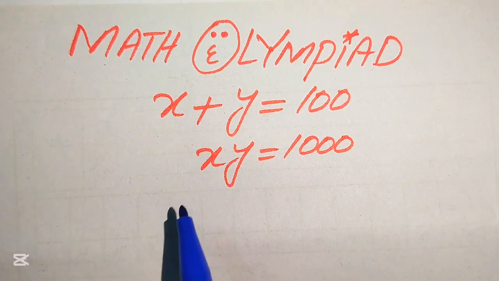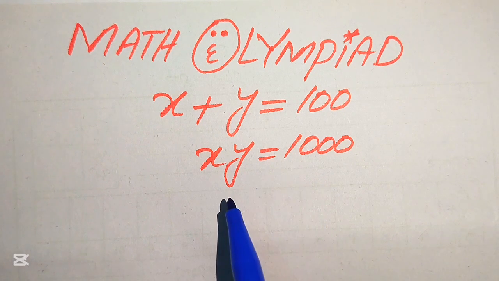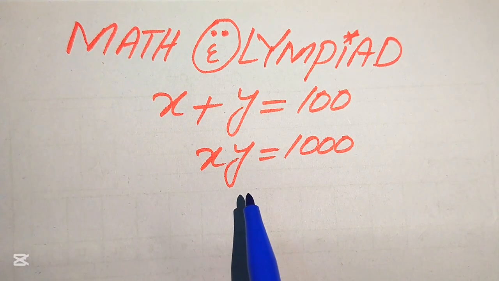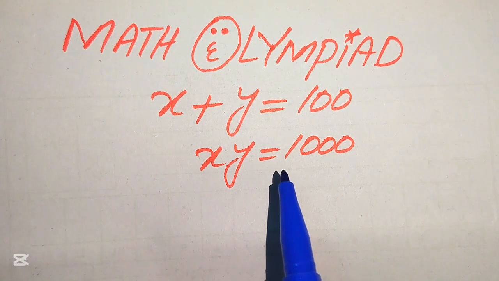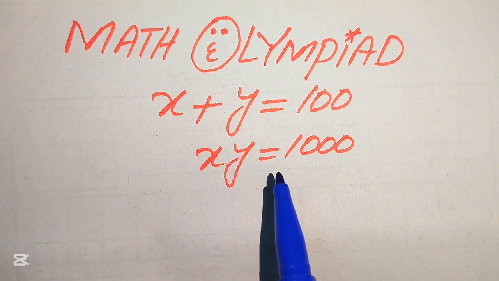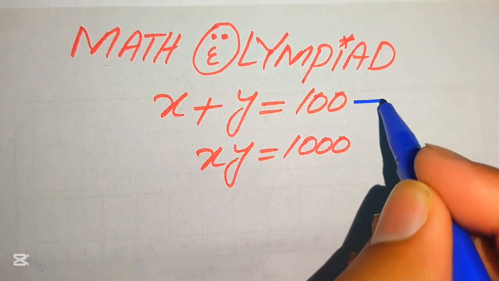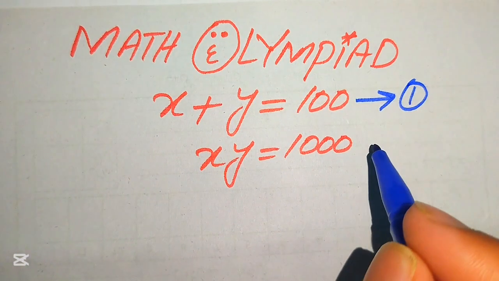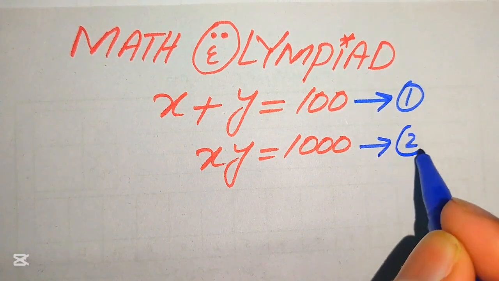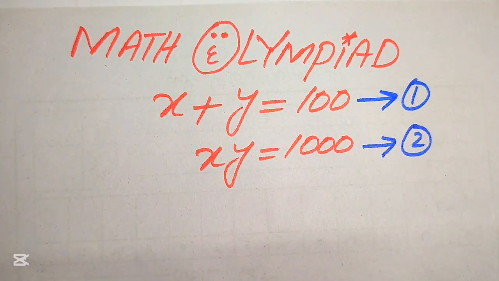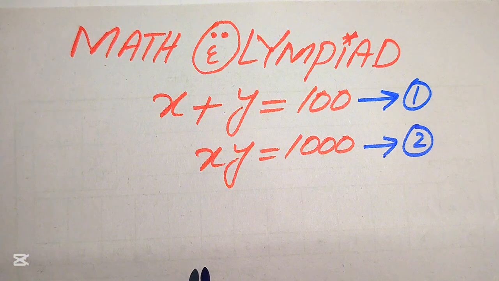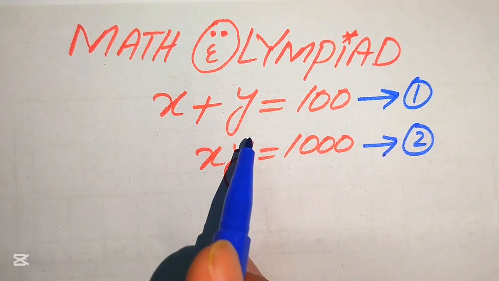So here we have x plus y equals 200 and xy equals 1000, and we solve this problem for the values of x and y. First we call this our equation number 1 and this our equation number 2. From these equations we get the values of x and y. Now first we focus on equation number 1.